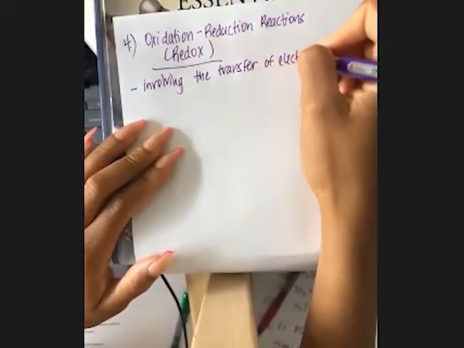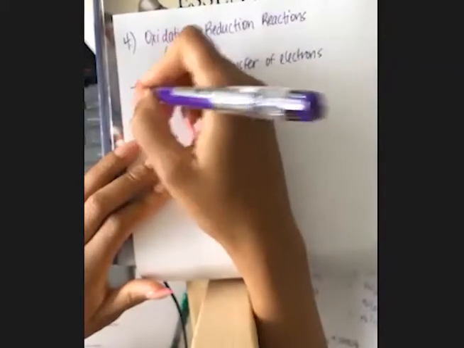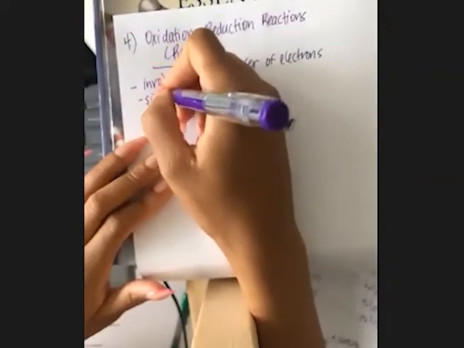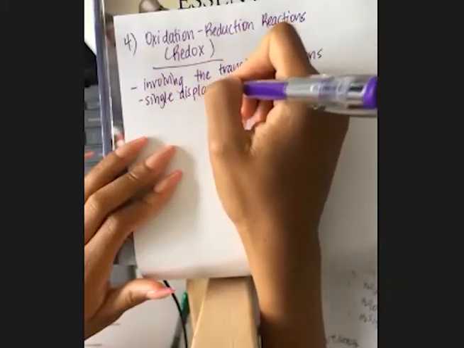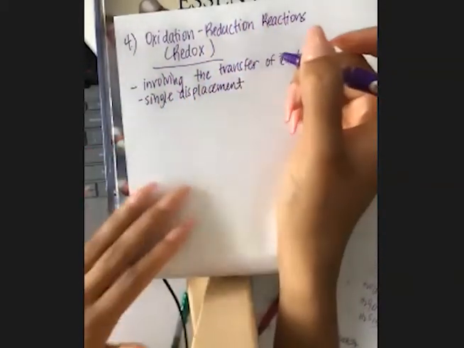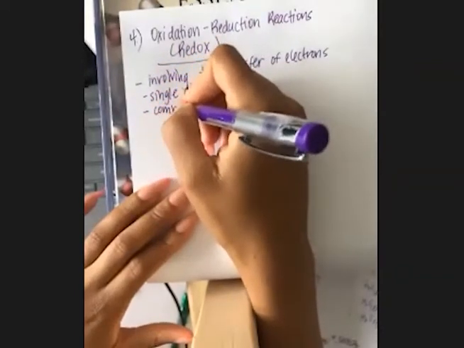So a lot of different types of reactions are considered redox reactions. So for instance, single displacement reactions are redox reactions. I'm going to talk about combustion reactions next. Combustion reactions are redox reactions as well.